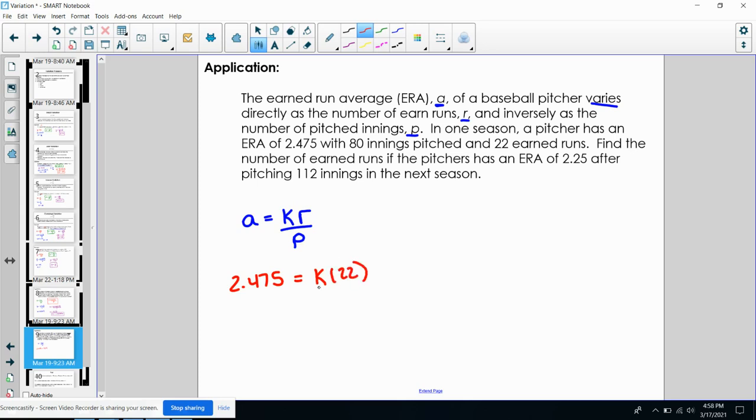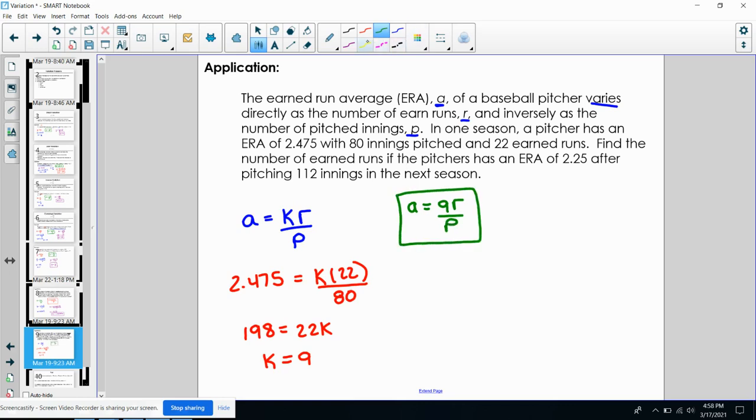So 22 is our R, pitched, which is our P, is going to be 80. So we're going to multiply, and we're going to get 198 equals 22K. Divide by 22, so K is going to equal 9. So again, I'll write my equation I'm using. So A equals 9R over P.